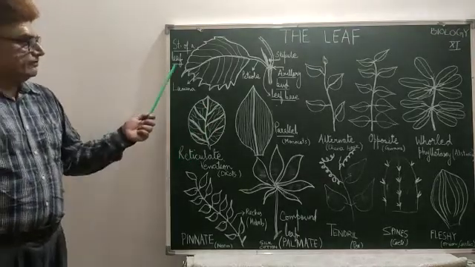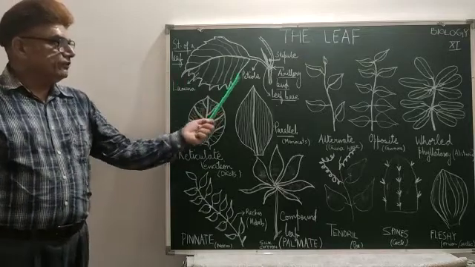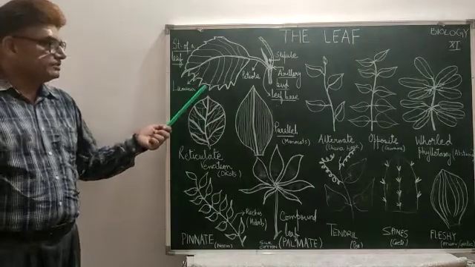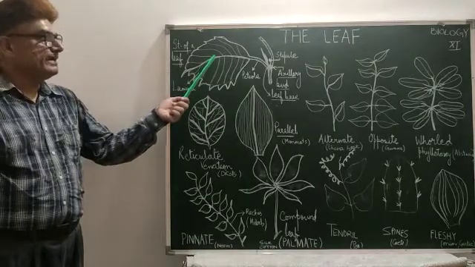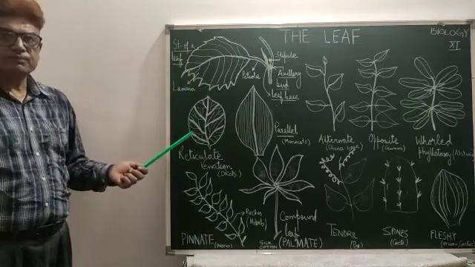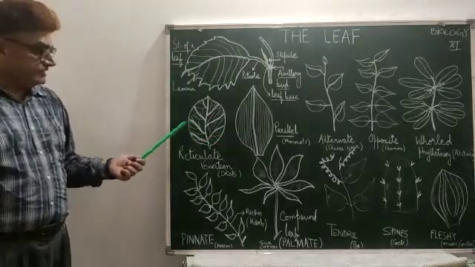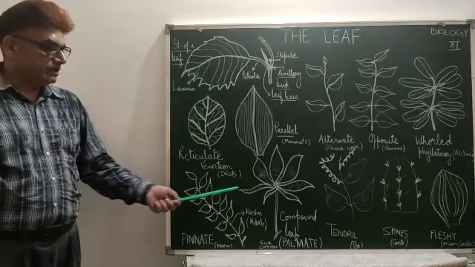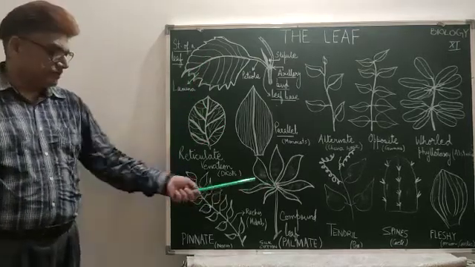Now, if the lamina of the leaf is entire, or if incisions are there, but these incisions don't reach up to the midrib, then the leaf is said to be simple. So these are simple leaves. But if the incisions on the lamina reach up to the midrib, it becomes a compound leaf, as we can observe in these two diagrams.